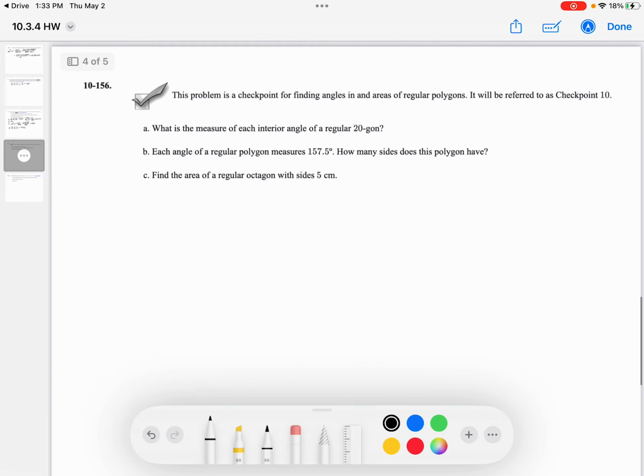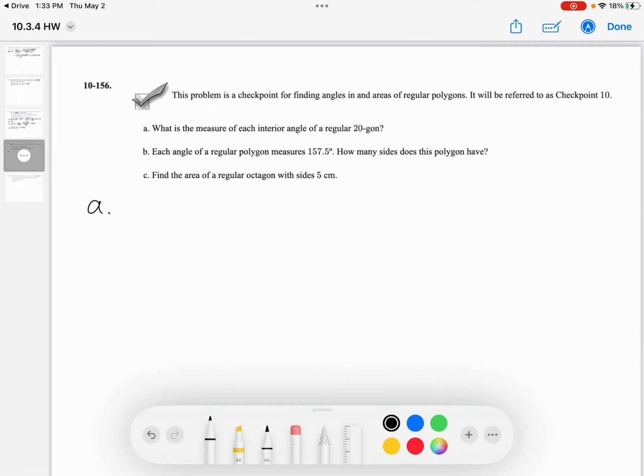Okay, problem 156. This is a checkpoint for finding angles in and areas of regular polygons. It will be referred to as checkpoint 10. This is important stuff. At this point in the course, you should be feeling pretty confident about how to answer these questions. So part A, what is the measure of each interior angle of a regular 20-gon?